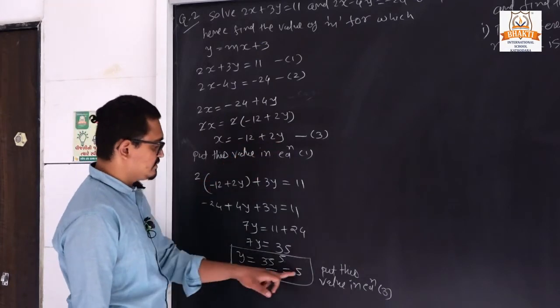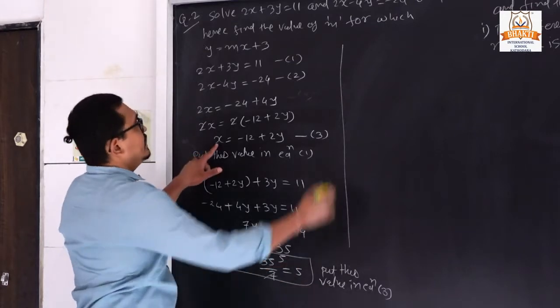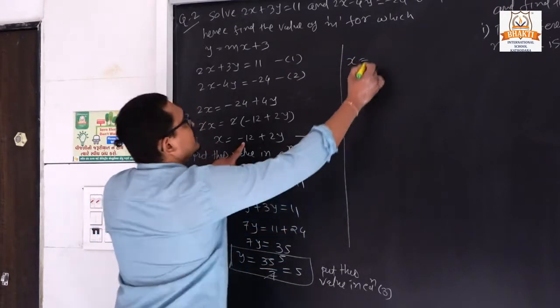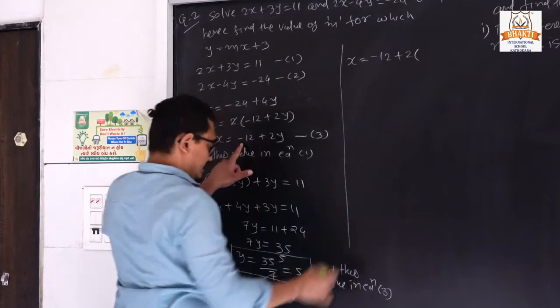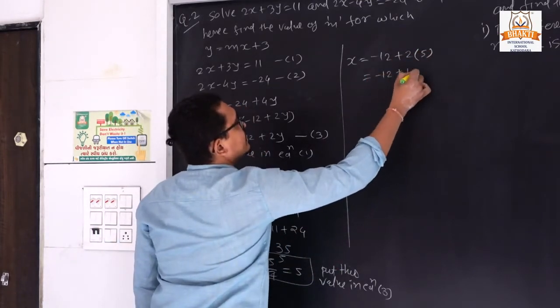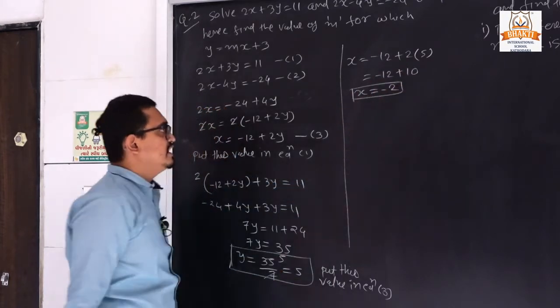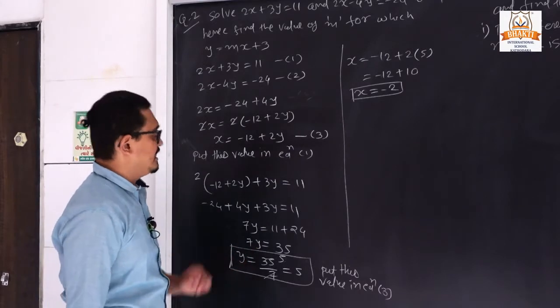Now we can put this value in equation number 3 here. Clear? Y is replaced with 5, so we can find the value of x. So x is equal to minus 12 plus 2 in bracket. What is the y? 5. 5 2's are 10. So it is minus 2. So now we have a value of x as well as y.